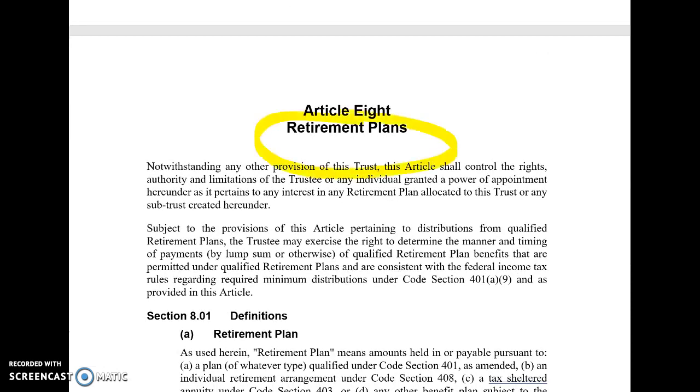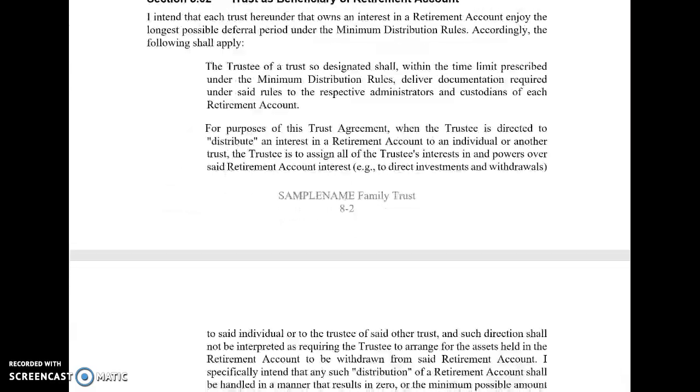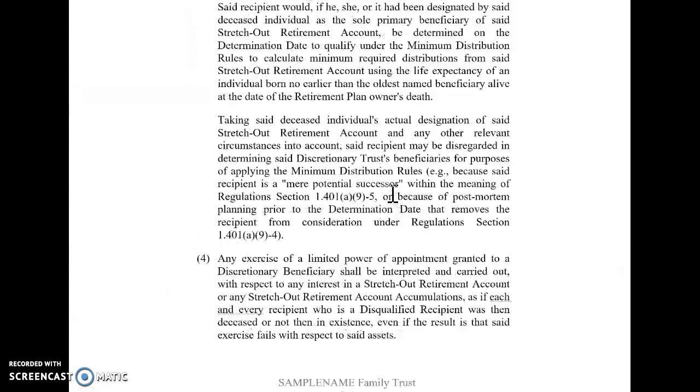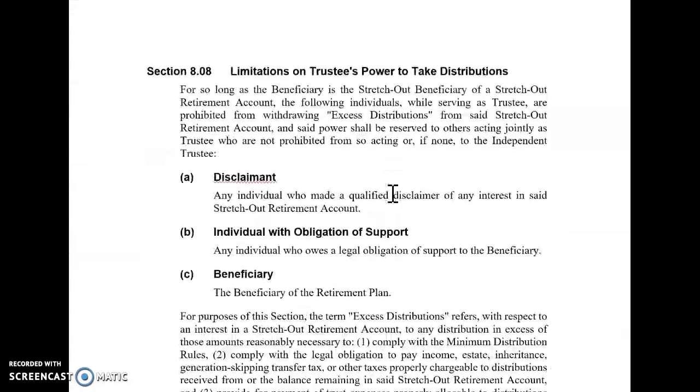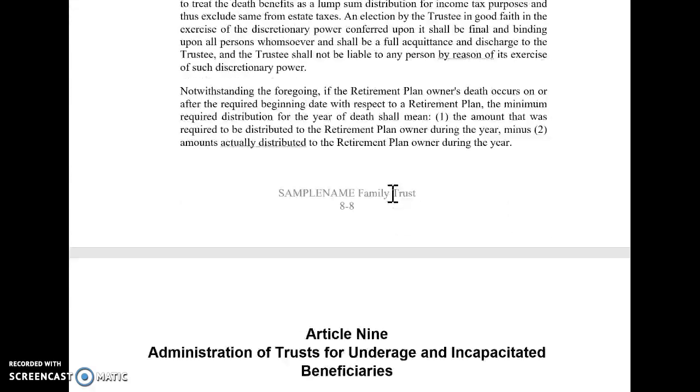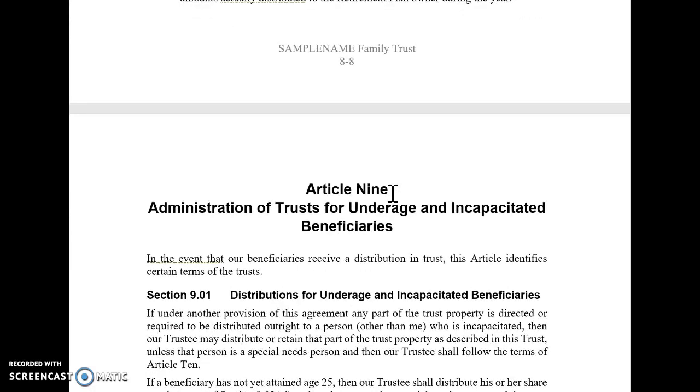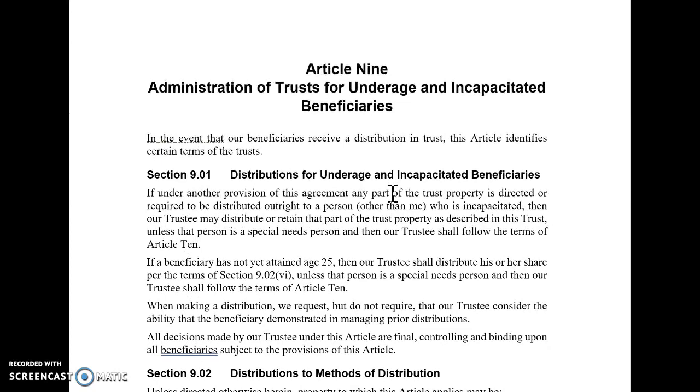Article 8 has to do with retirement plans. Retirement plans are a world in and of themselves. If I pass away and I have a retirement plan, this article is going to give me a lot of great protections to the next generation, such as asset protection, divorce protection, creditor protection. So it's a long and complex article that really kicks into play at the time of passing, not really before.